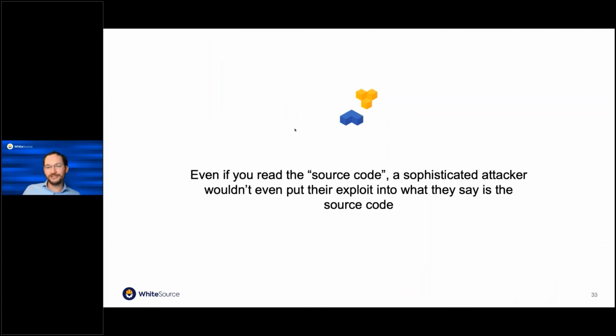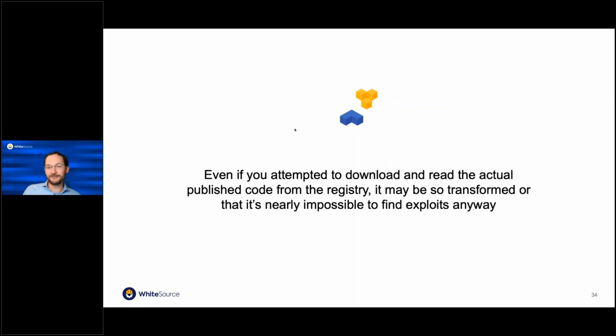Even if you did read the source code to a malicious package, the sophisticated attacker wouldn't put their bad code, their exploit, in the source on GitHub. They would actually just publish it to the artifact. So you're looking in the wrong place anyway. If you attempted to download and read the actual artifact code, it may be so transformed and built that it's nearly impossible for you to find or notice the exploit anyway.